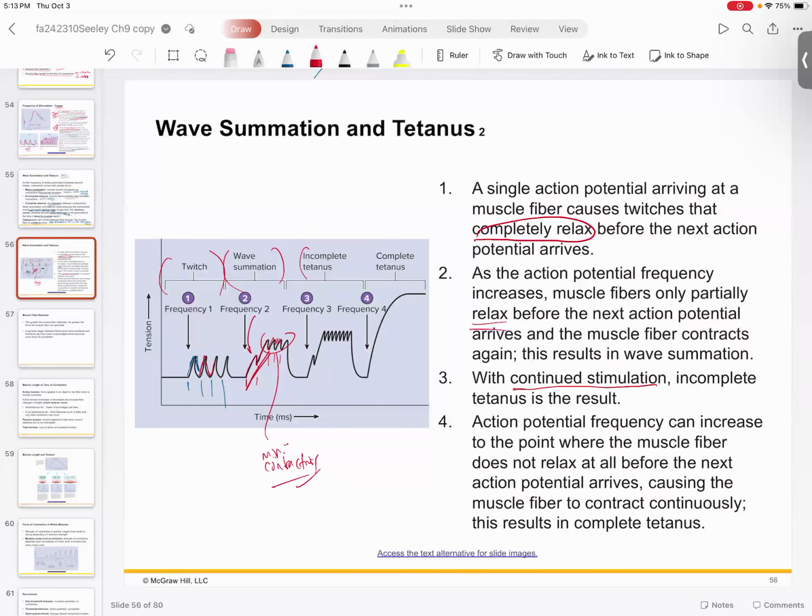So in incomplete tetanus, the reason why it's a little different from the top part of wave summation is in its duration. If this little ruffling of mini contractions endures for a period of time, then it becomes incomplete tetanus. And so you can see you basically have fairly constant tension. You're ruffling back and forth, going up and then down just a little bit, up and down and up and down, but you have constant contraction.